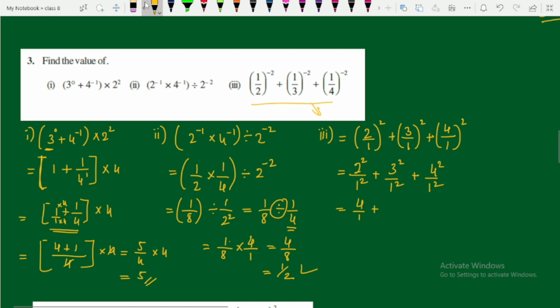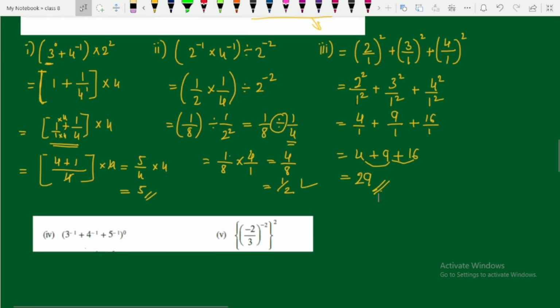Again 3 square means it is 9. So it is 9 upon 1, plus 4 square, it is 16 upon 1. So now 4 plus 9 plus 16. The answer is 16 plus 9, it is 25. 25 plus 4, it is 29. So the answer is 29. In this way you can write the answer for question number 3.